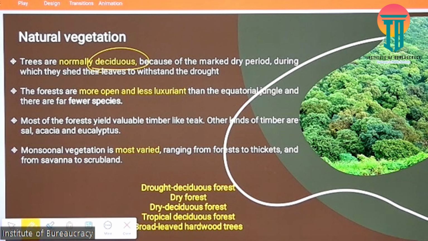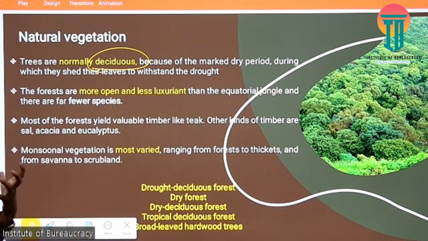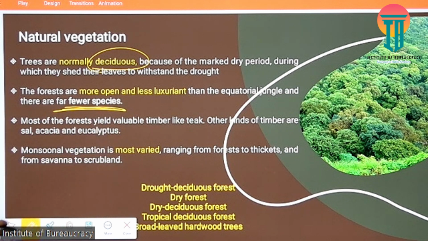The difference between equatorial and the so-called monsoonal forest is that they are relatively more open and less luxuriant. You know, sunlight and rainfall, both are somewhat less than equatorial. And they have relatively fewer species. And the rich diversity, more species of trees available.